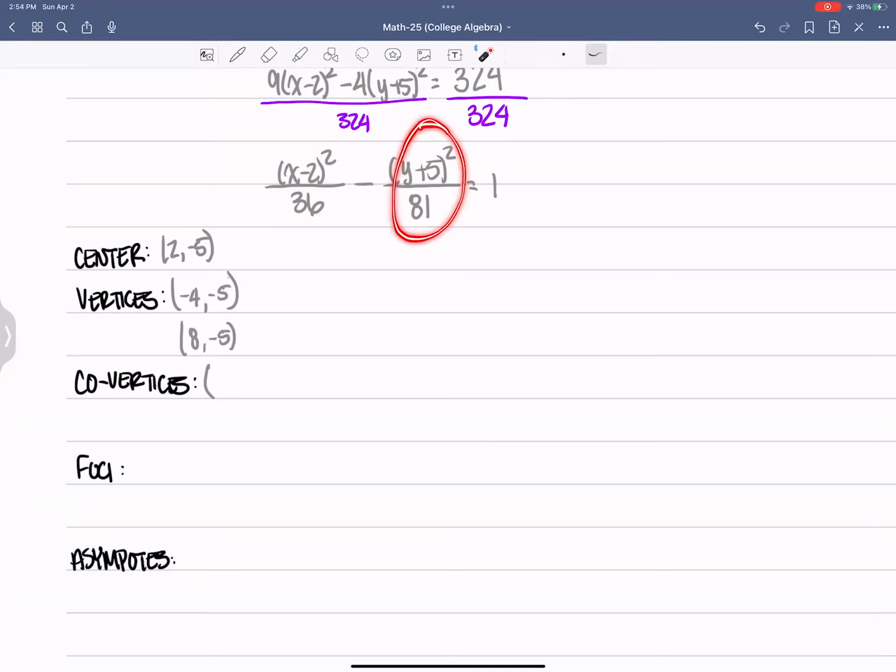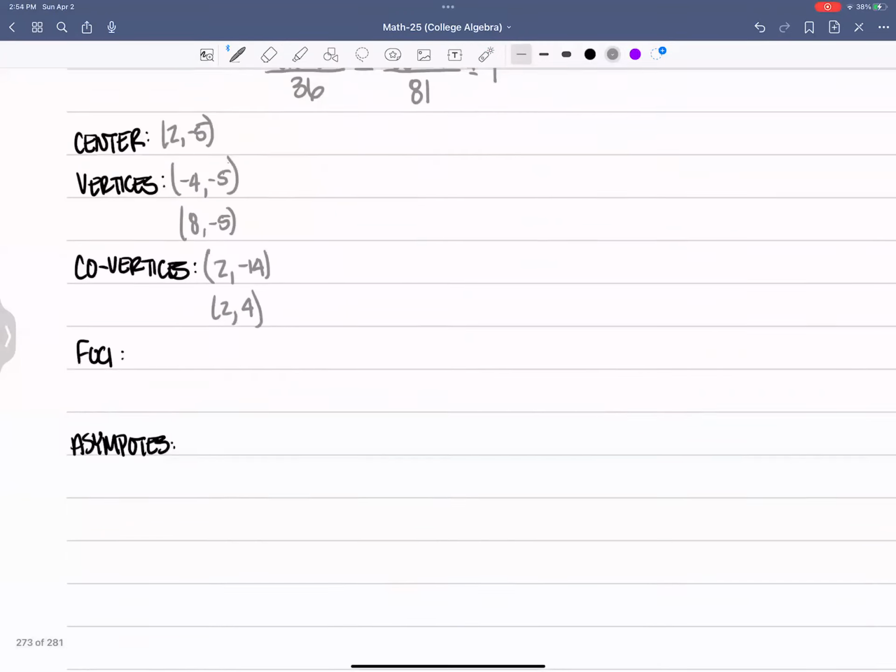Co-vertices, which are coming off of the y axis from the center, we go out root 81, which is 9. So we go out 9 units in the y direction. So that means that 2 is going to remain the same from the center. Co-vertices are going out 9 units. So -5 minus 9 is going to be -14. -5 plus 9 is going to be 4. We have that.